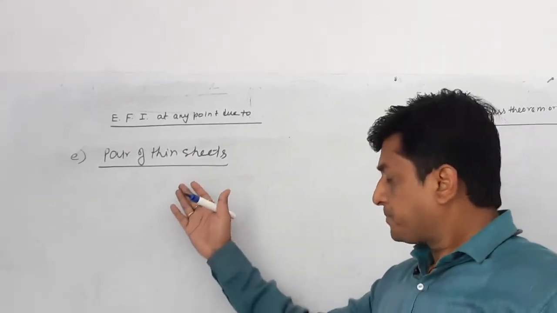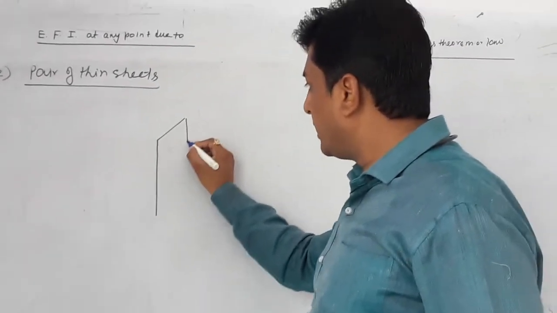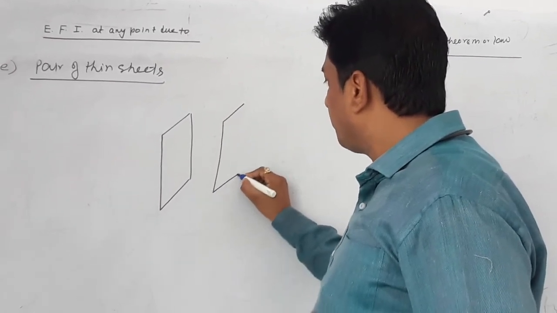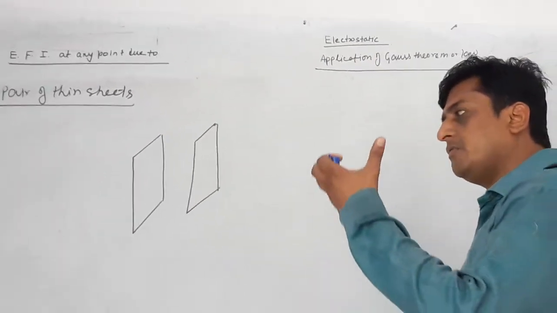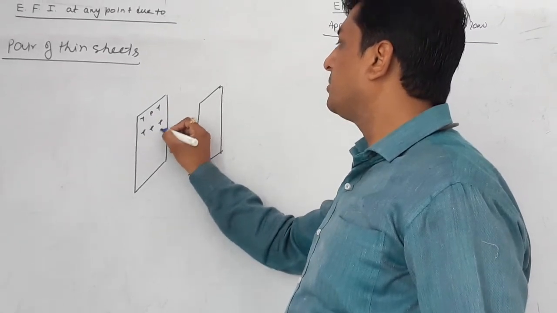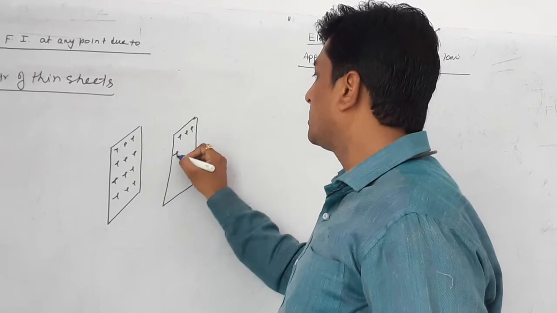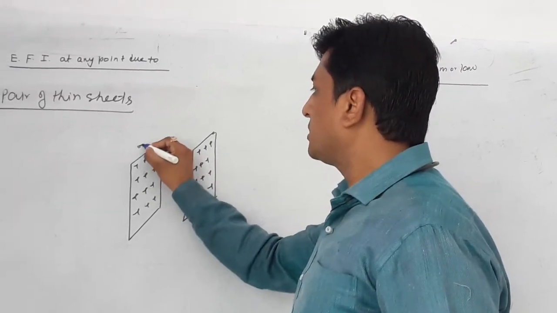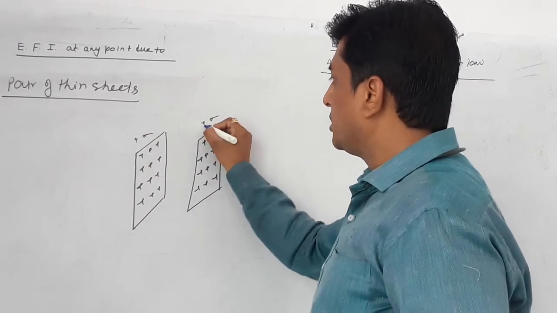Now this is one more case. If the sheet is there, but it is not a single infinitely large thin plane, but there is a pair, meaning two sheets are there. Now if this type of sheet is present, both have the same surface charge density of positive charge. Remember this: whatever the surface charge density here, the same is here, and both are positive charge.